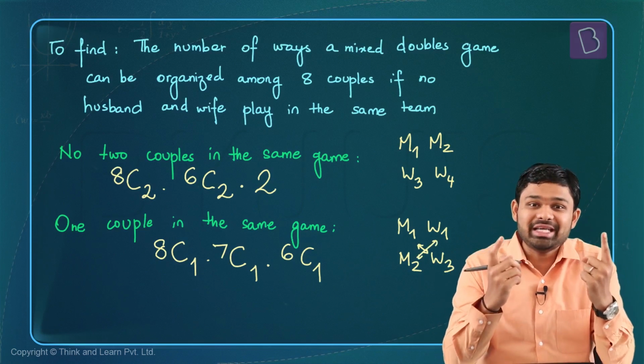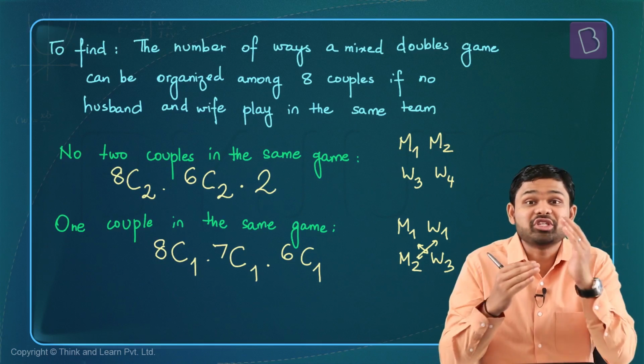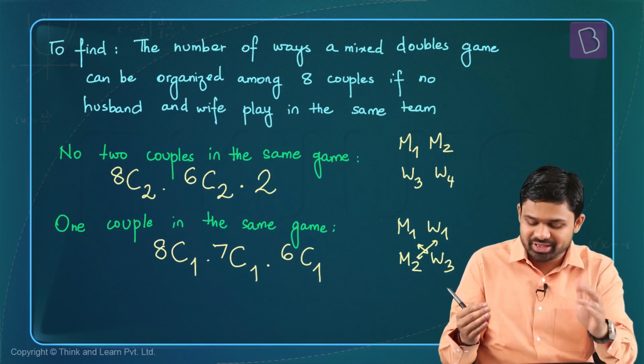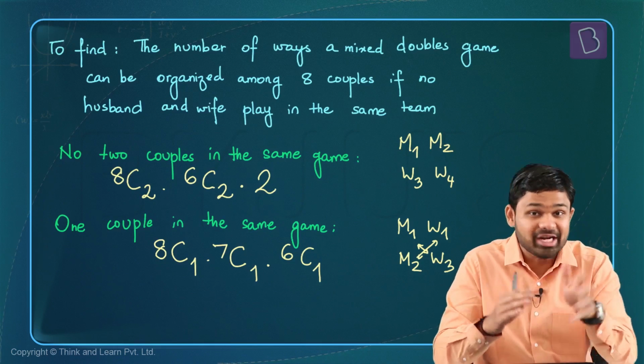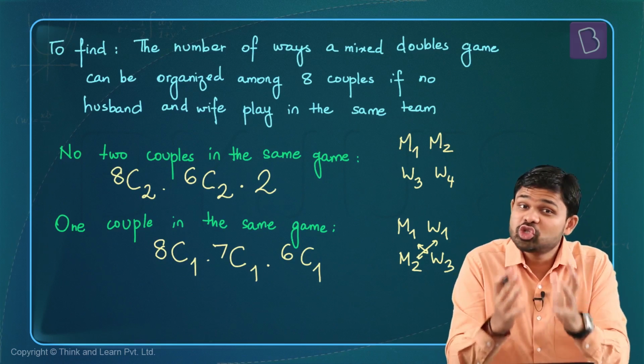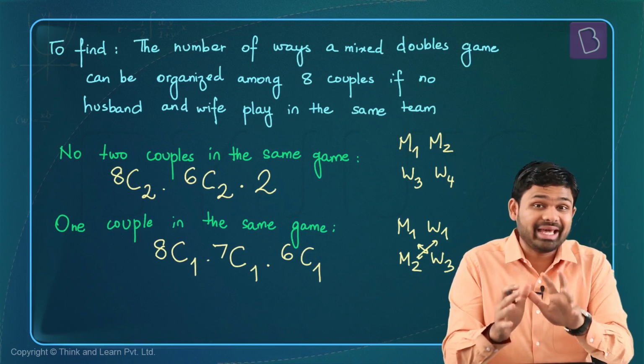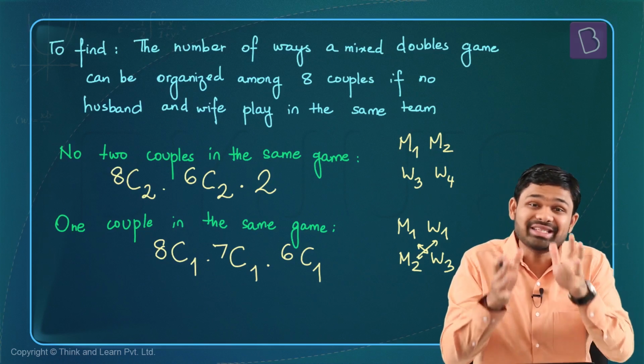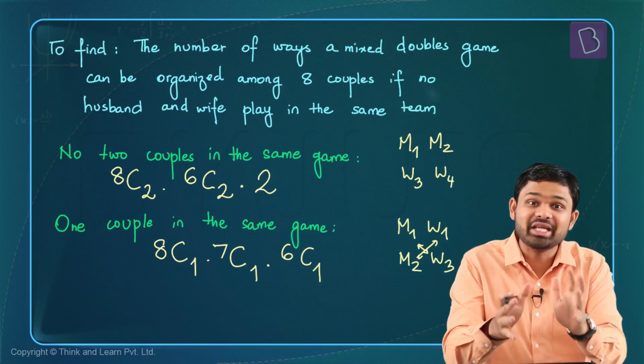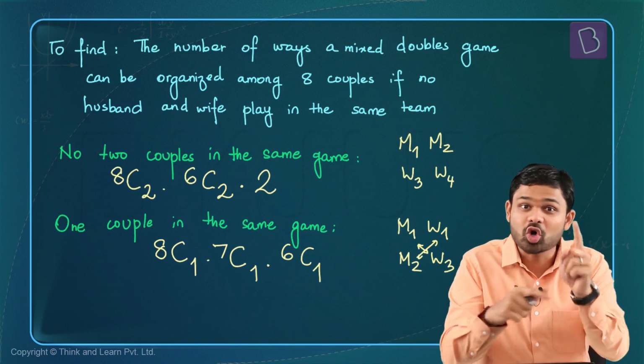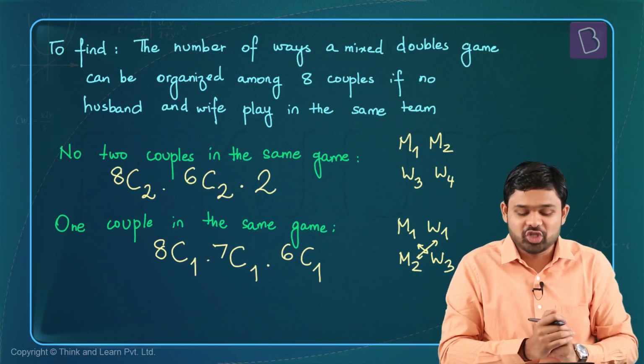So there's only one team which is possible in this case, which is man 1 with woman 3 and woman 1 with man 2 in this case. So when you choose one couple to play in a game, then there is only one set of opponents or 2 teams which are possible. There are no combinations possible in that situation.